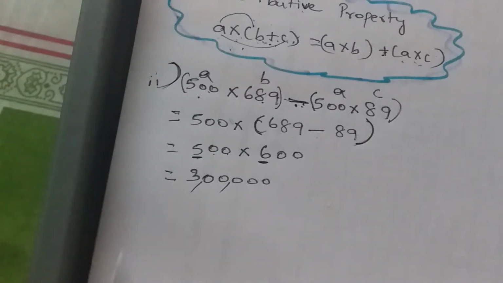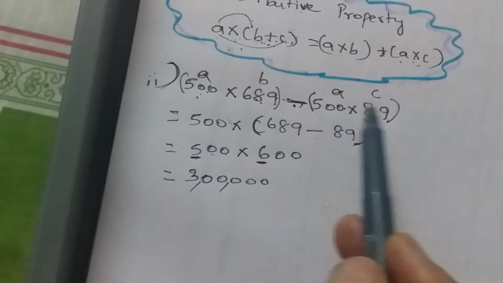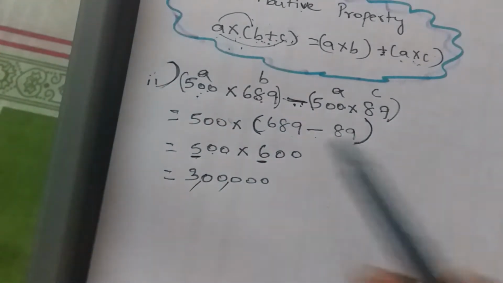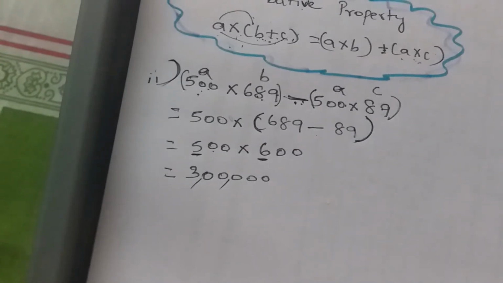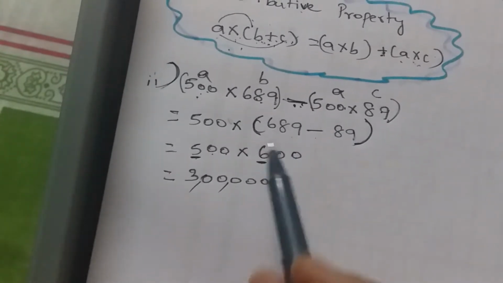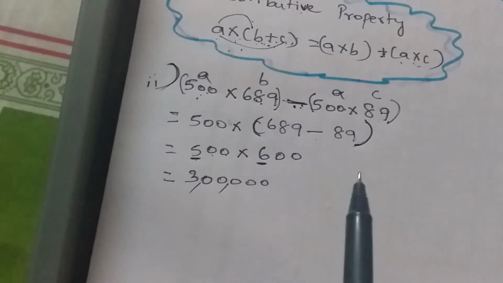See, within a minute. Otherwise, you would think of multiplying 500 into 689, then 500 into 89, then subtracting those two answers. But using the property, the simplification has become so easy. So, children, these properties are just like that. We learn all these properties in the junior classes, in 6, 7, 8.